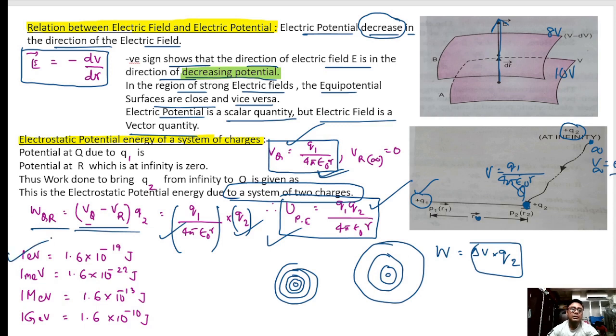Please note these relations. 1 electron volt is 1.6 times 10 to the power minus 19 joules. 1 milli electron volt is 1.6 times 10 to the power minus 22 joules. 1 mega electron volt is 1.6 times 10 to the power minus 13 joules, and 1 giga electron volt is 1.6 times 10 to the power minus 10 joules. You have to note these values.